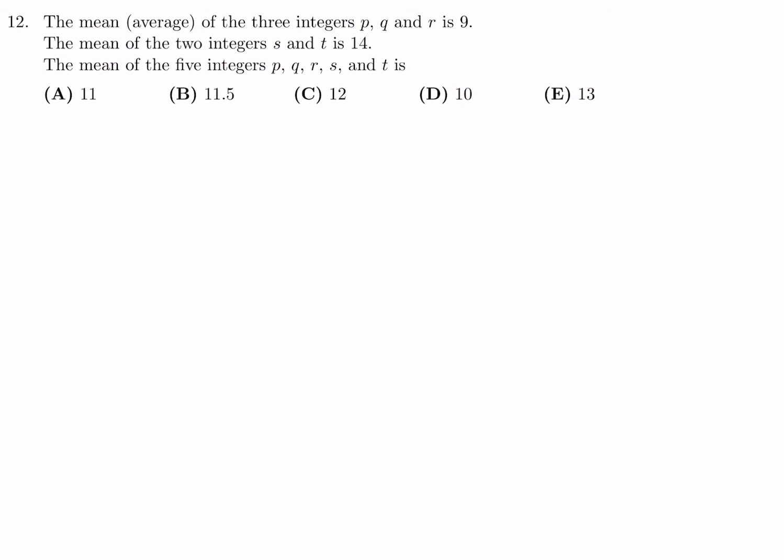The mean of three numbers, P, Q, R, is 9. The mean of two integers, S and T, is 14. The mean of the five integers P, Q, R, S, T is... P plus Q plus R divided by 3 is 9, so that means P plus Q plus R is 3 times 9, which is 27.